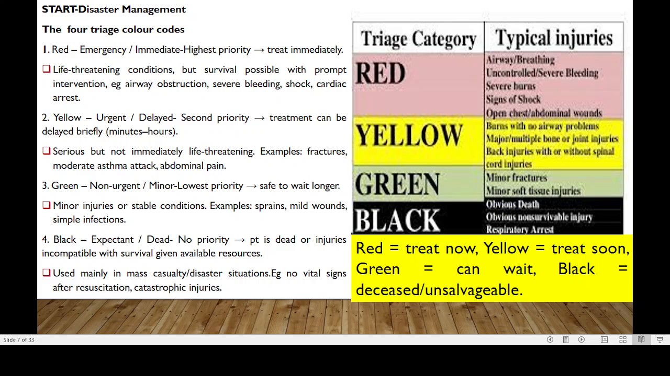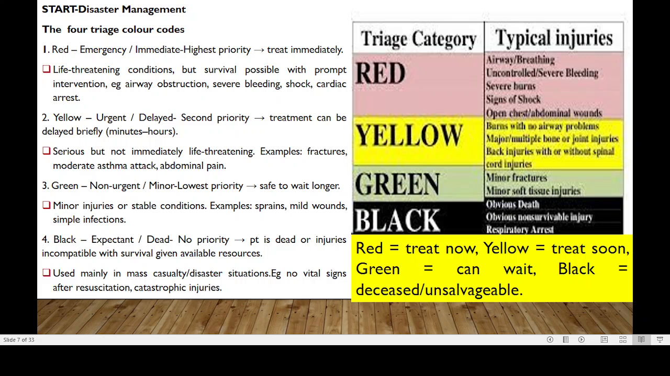Okay, so the first level, we have the red. So the red one, this is the emergency or the immediate. This one has the highest priority. Patients here need to be treated immediately. Patients will be presenting with life-threatening conditions like airway and breathing problems, uncontrollable or severe bleeding, severe burns, signs of shock, open chest and abdominal wounds. In this case, the patients need to be treated immediately, including cardiac arrest.